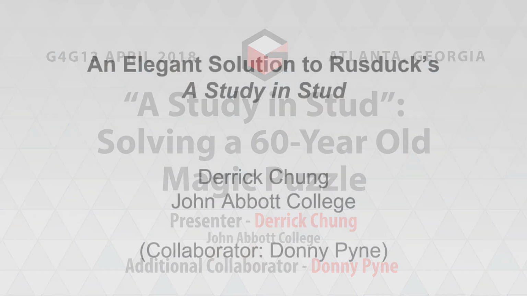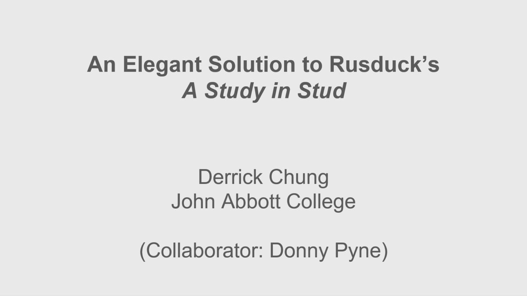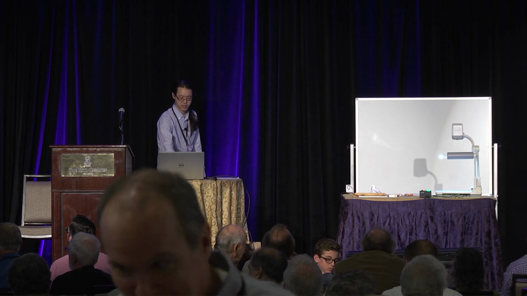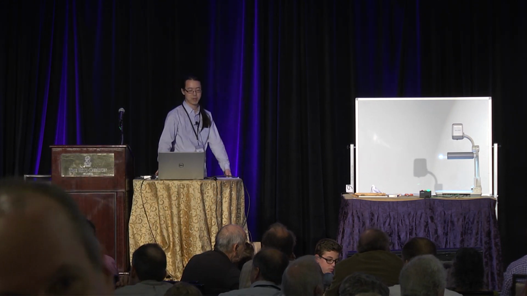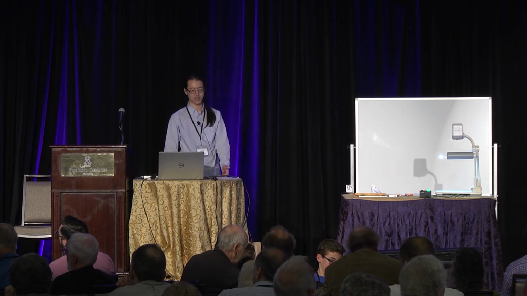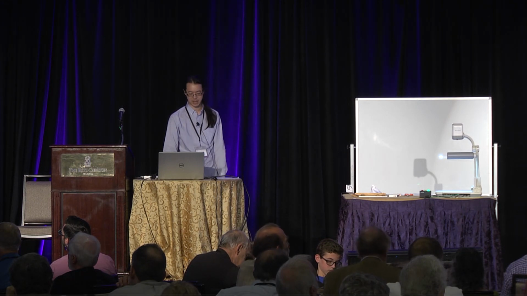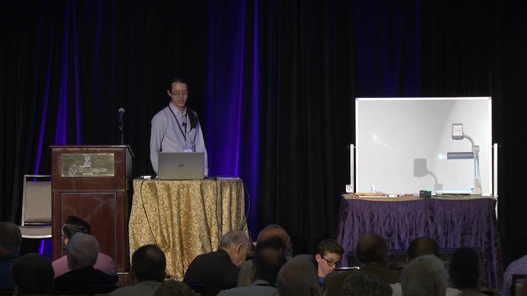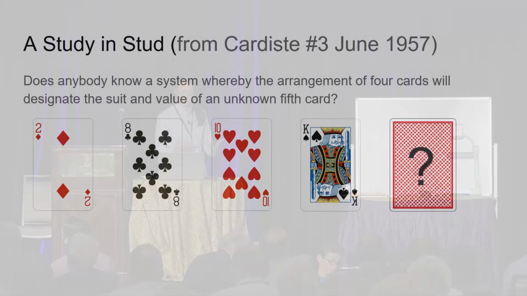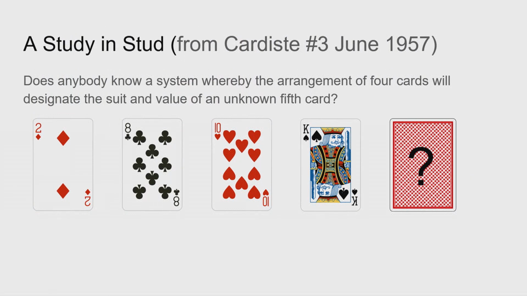So, no problem. Today I want to talk to you about an old magic problem called "A Study in Stud." It was published in issue number 3 of The Cardiste in 1957 by Rusduck. And the problem might sound familiar. He asked if anybody knew a system where you could use 4 face-up cards and rearrange them in such a way to determine the identity of a 5th unknown card.